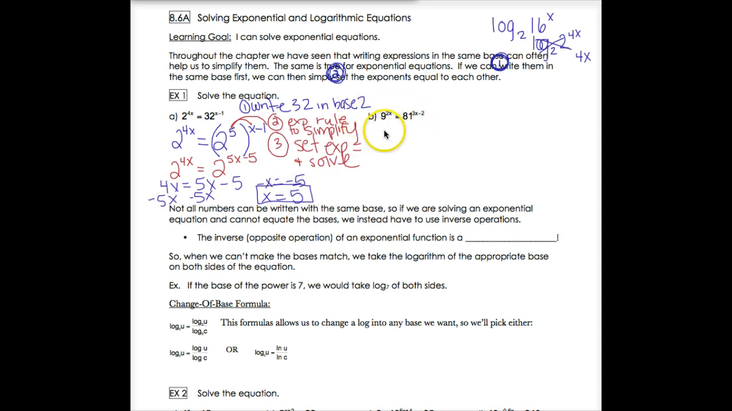All right, I would like for you to pause the recording, please, and try this one. See if you can follow those 2 steps and come up with the correct solution. So pause it, go ahead and try to work it out, and then come back to check your answer.